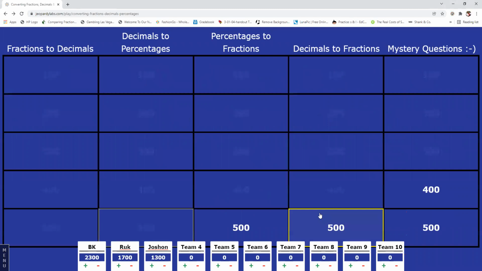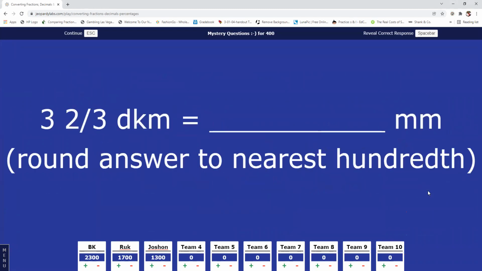All right, let's see. Mystery question for 400. 3 2/3 decameters is equal to how many millimeters? Round your answer to the nearest 100.